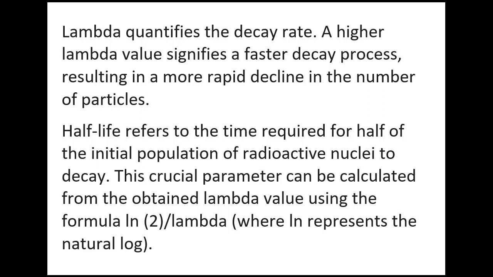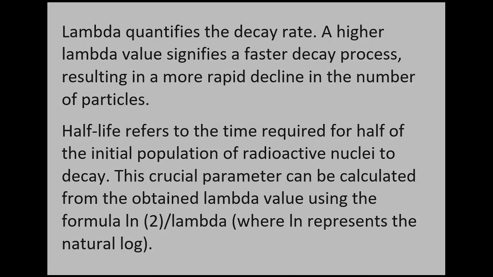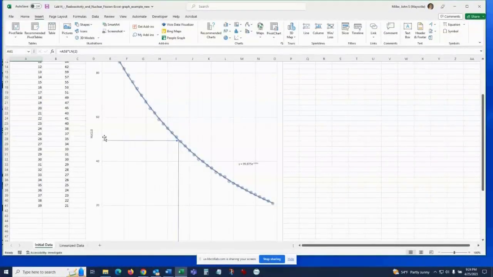Half-life refers to the time required for half of the initial population of radioactive nuclei to decay. This crucial parameter can be calculated from the obtained lambda value using the formula ln2 divided by lambda, where ln represents the natural log. Alternatively, we can determine the half-life graphically.